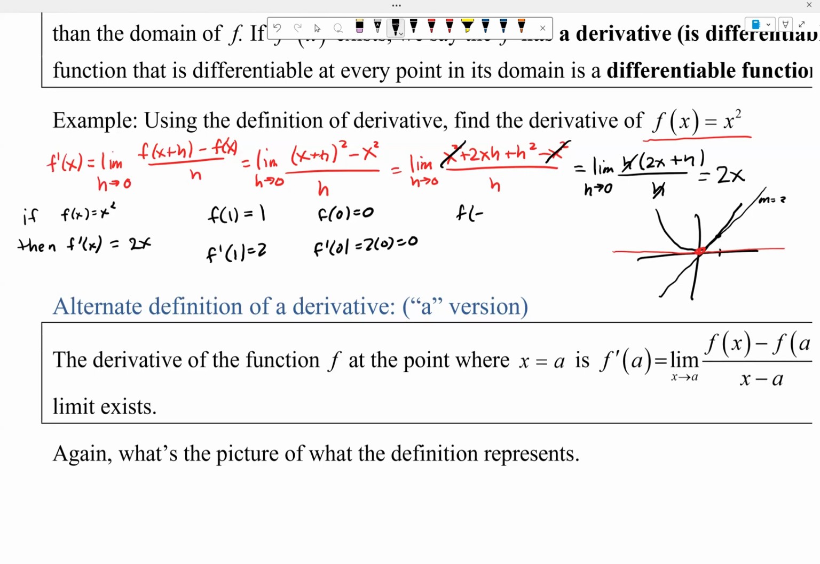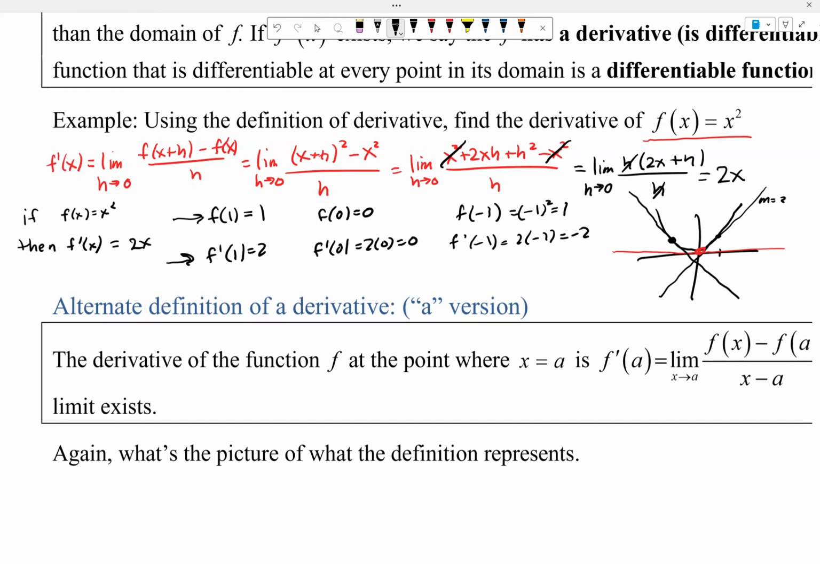Okay, last one. How about f of negative 1? Well, f of negative 1 is negative 1 squared, which is 1, which places us out there on our graph. F prime of negative 1 is 2 times negative 1, which is negative 2. Does it look like this has a slope of negative 2? Does to me.